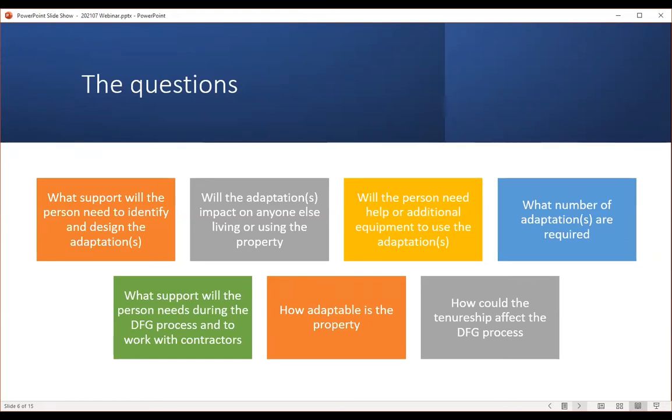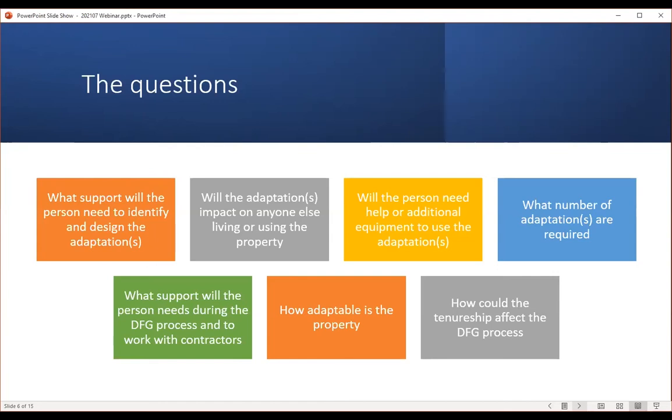So the first question is, what support will the person need to identify and design the adaptation? Second question is, will the adaptations impact on anyone else living or using the property? Third question is, will the person need help or additional equipment to use the adaptation? So for example, once the adaptation is installed, is there going to be additional bits of specialist equipment that the person's also going to need to use in the adaptation?